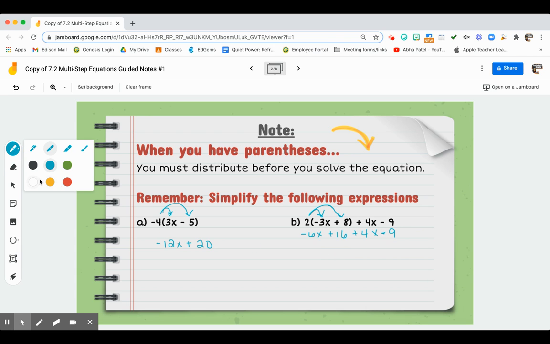And now you're looking at combining like terms. Our like terms here are the x terms and the constants. Just like we did before, make sure you look at the sign in front of the number. You're looking at coefficients and signs in front of the numbers. -6 plus 4 is -2x. 16 minus 9, remember this is -9, is positive 7. And that will be your final answer for this. So you're going to need to remember these skills for what we're doing next.